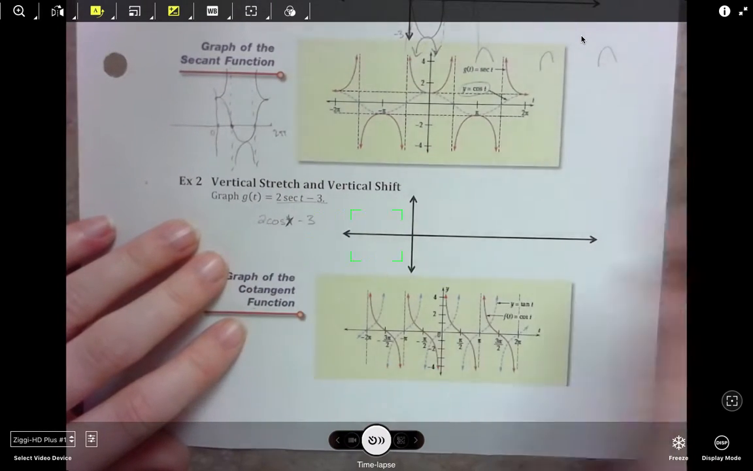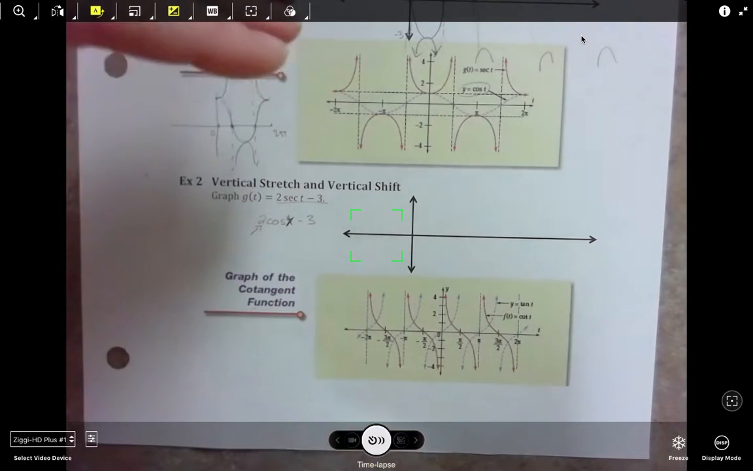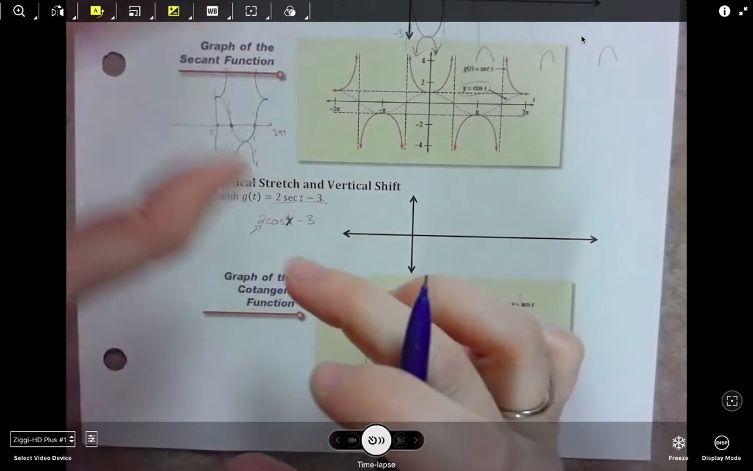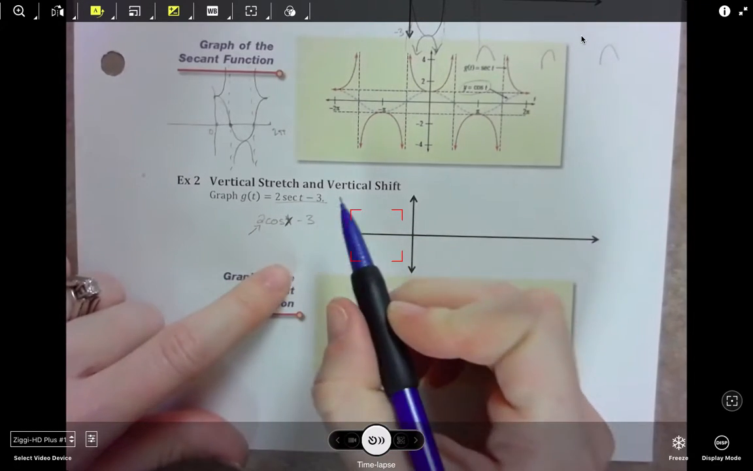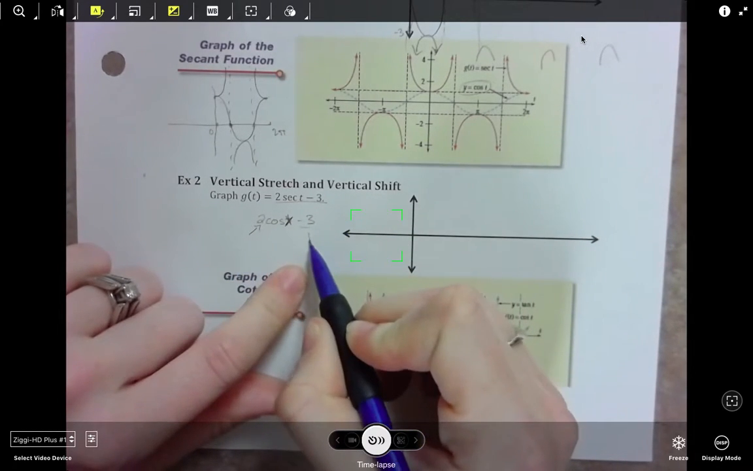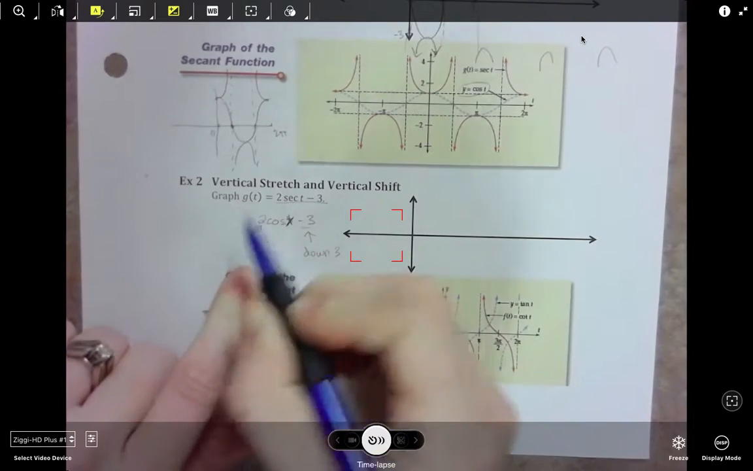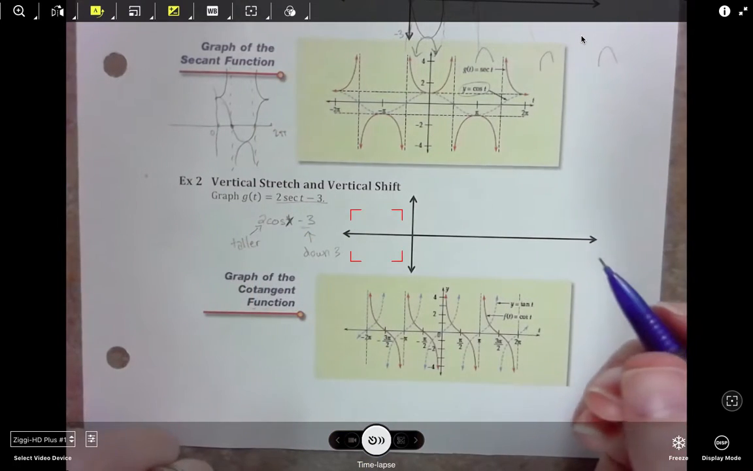This is going to vertically stretch him, so he's going to be taller than what he was normally. Normally he's just 1 up here and 1 down here. He touches 1 and -1. Now he's going to go up to 2 and down to -2. And this -3 means he's going to go down 3. So I'm just going to say taller, and then he's going to be shifted down 3.